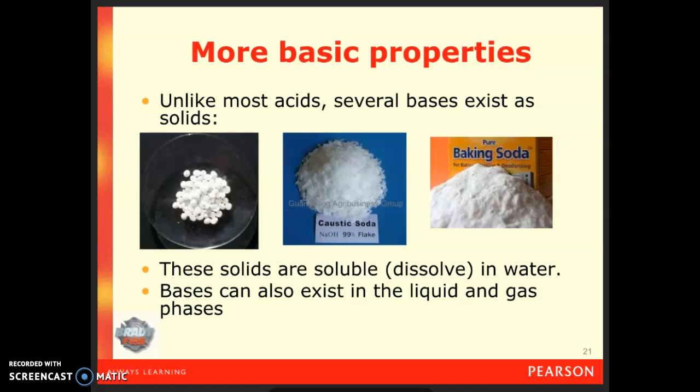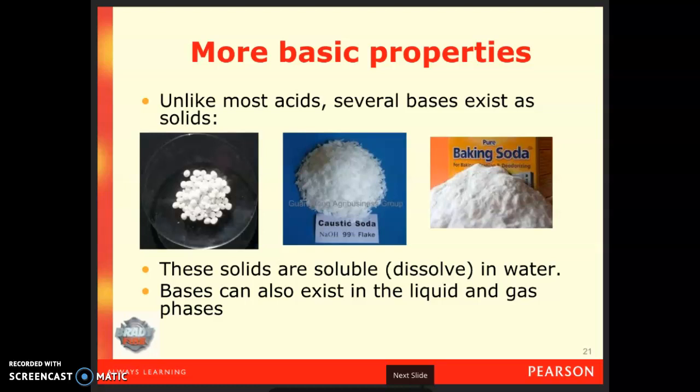With bases, almost all of them are found in solid form. And if you were to touch any of these solid form bases, you'd get some of that bitter effect, some of that slippery effect as it interacts with your skin. And if they dissolve in water, then those properties really become pronounced. Now, bases can also exist in the liquid and gas phases, but that's prominently more in the organic base kind of phase. And for that, we have to go beyond the Arrhenius definition. That actually gets into more of the other types of definitions that are far more general and beyond the scope of this course.